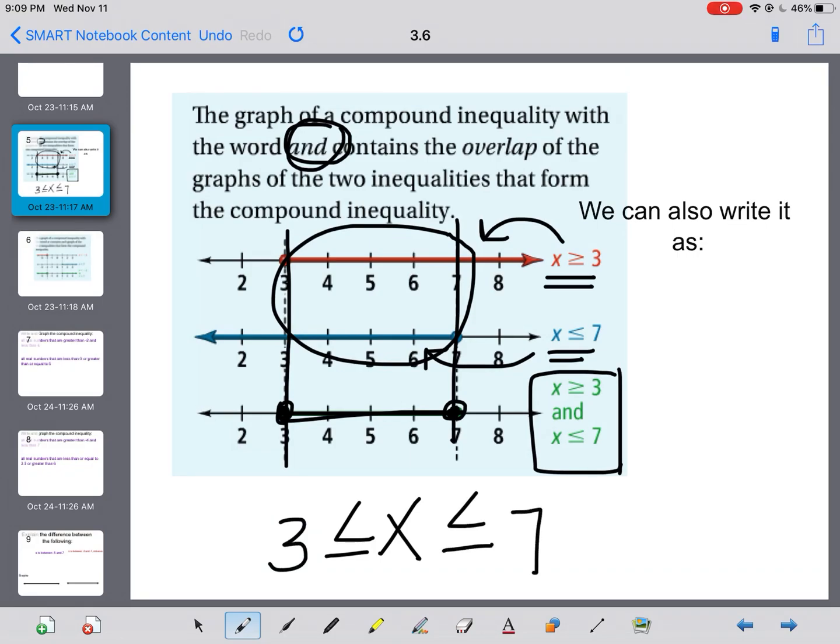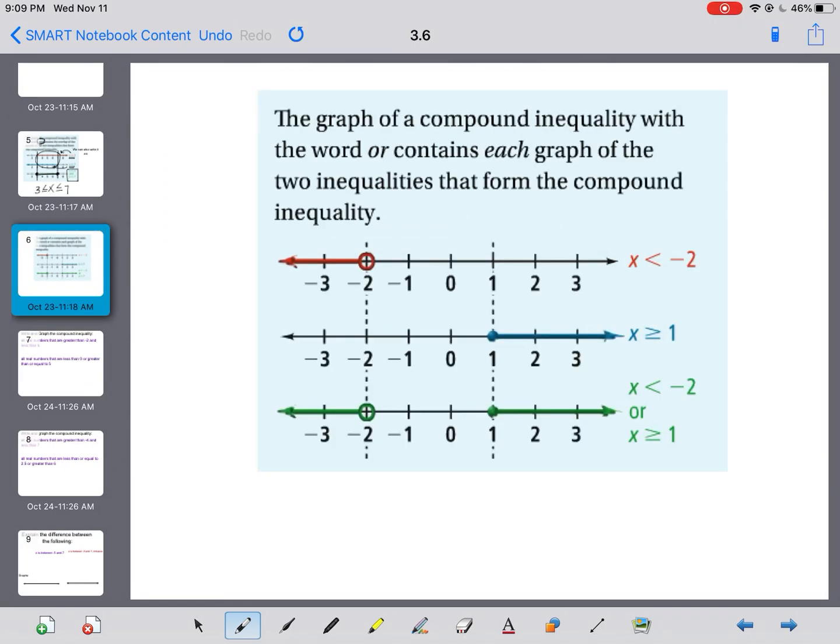And with the word and, you could also write it as x is greater than or equal to 3, but less than or equal to 7.